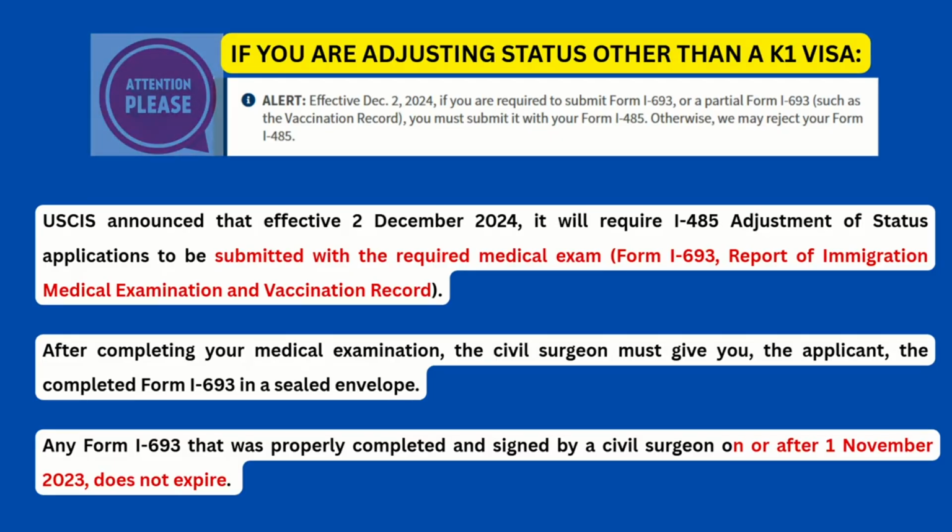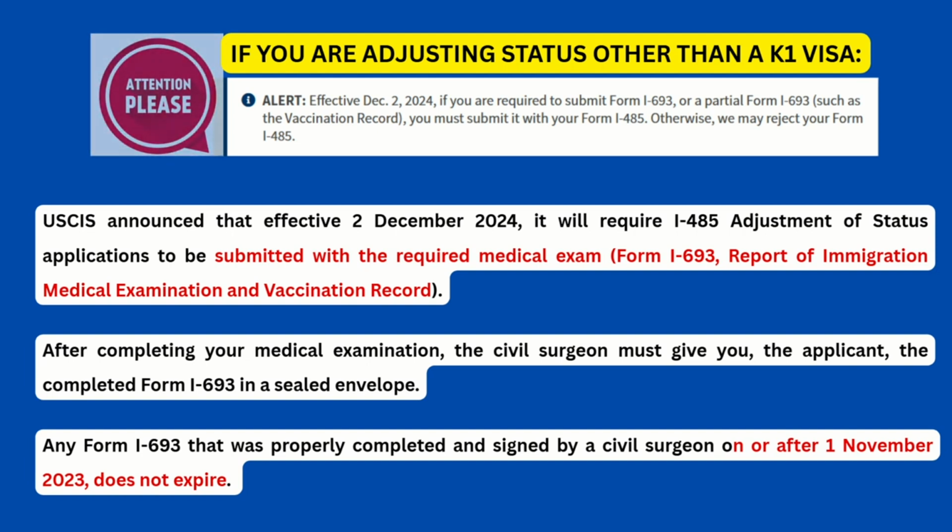Attention please, if you are adjusting status other than the K1 visa, USCIS announced that effective December 2nd of 2024, it will require I-485 adjustment of status applications to be submitted with a required medical examination, or the sealed medical report, the Form I-693. Civil surgeon, guys, will provide you with a signed, completed, and sealed report of immigration medical examination and vaccination record, and you will include this, guys, when you submit your AOS application.